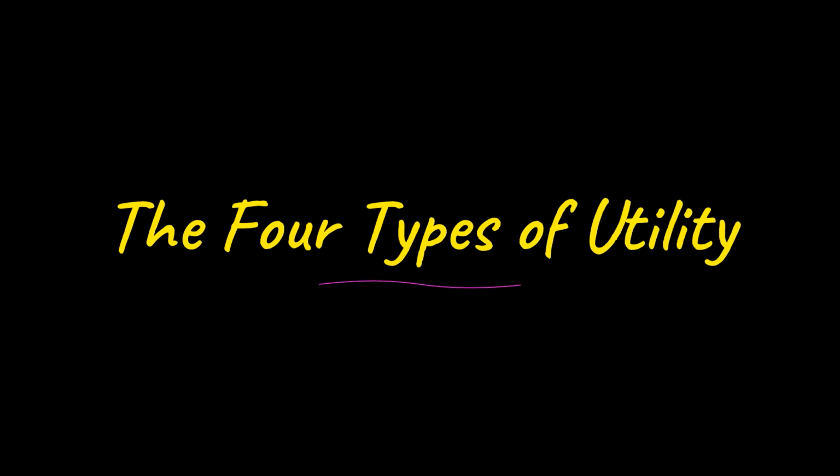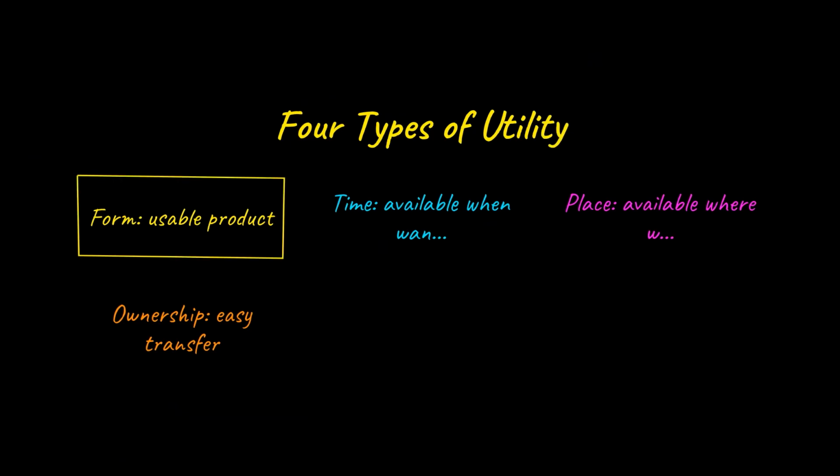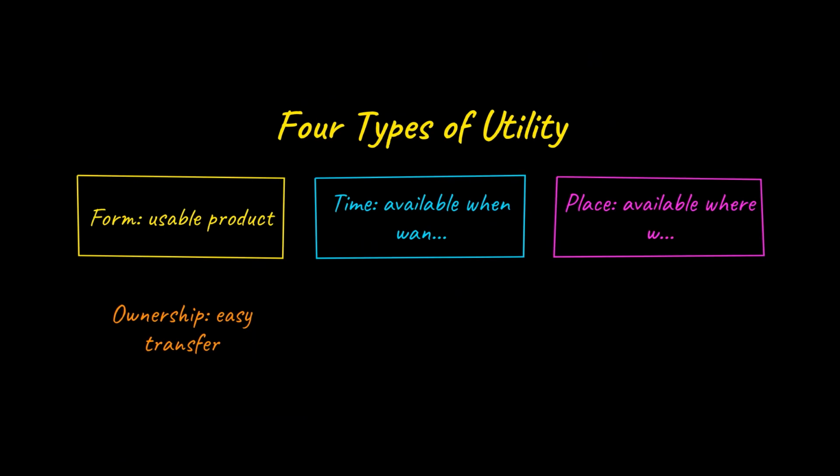Utility is simply the value a good or service provides by satisfying a customer's wants and needs. Marketers identify 4 distinct types of utility, each representing a different way value is added as a product moves from raw materials to a satisfied buyer. Form utility comes from turning raw materials into a finished product. That's the work of production. Time utility means the product is available when the customer wants it. Place utility means it's available where they want it. And ownership utility is created when the transfer from seller to buyer is smooth and easy.